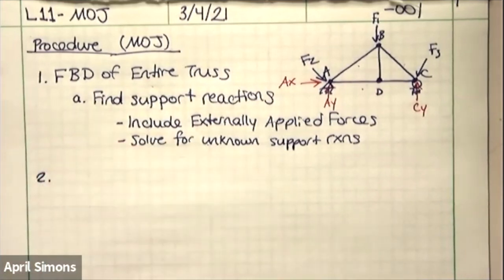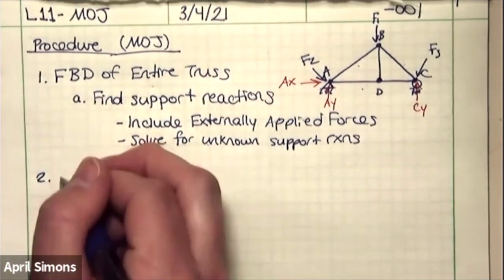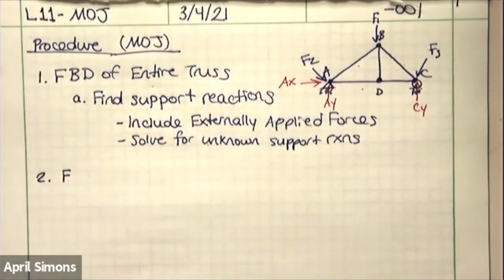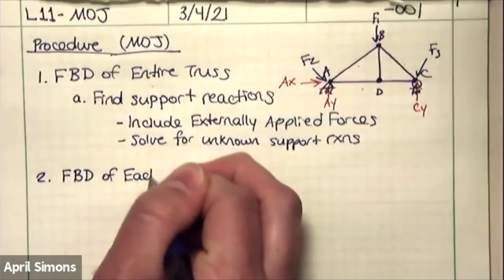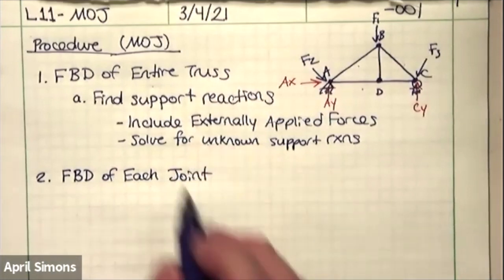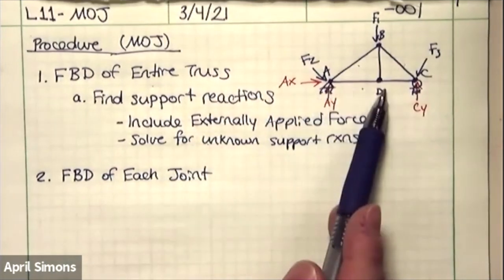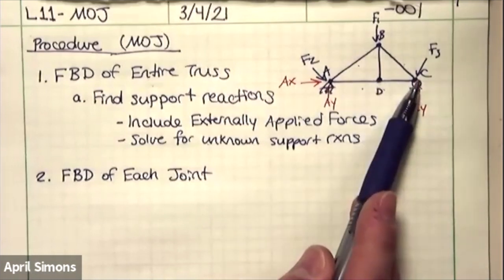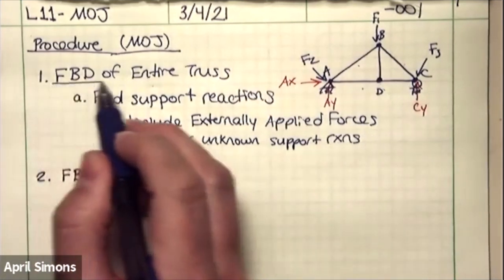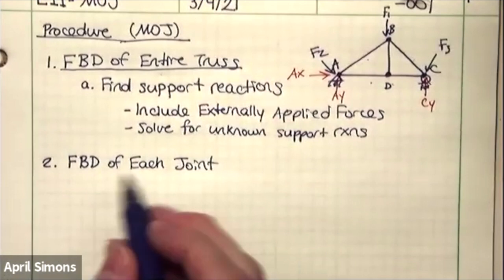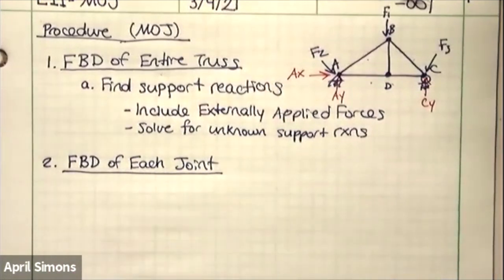Our second big step is to take a free body diagram of each joint. The joints are the places where 2 member forces are connected. We said that we're basically idealizing those joints as single frictionless pins. When we take a free body diagram of that joint, we're looking at the forces that are coming into that joint, including the support reactions.